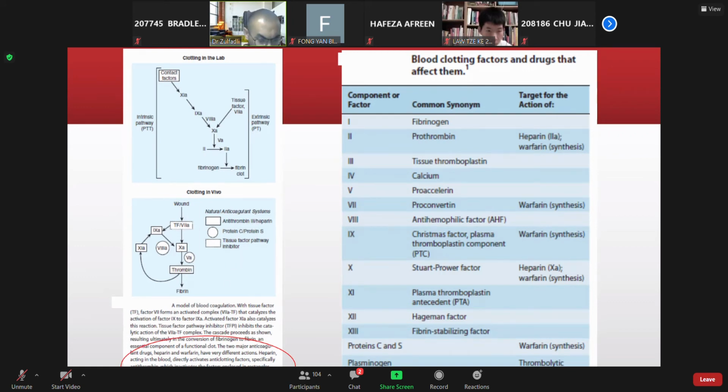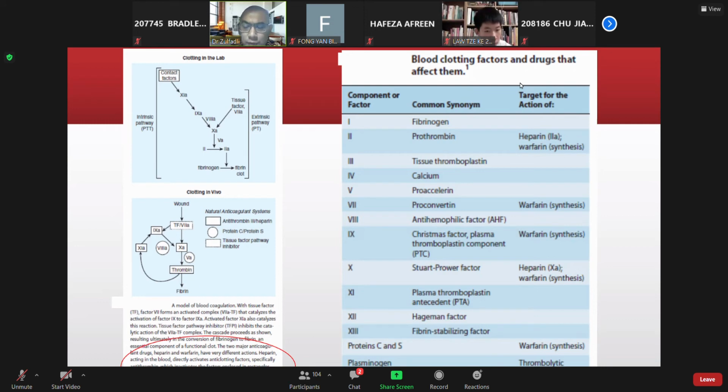Okay, meaning that heparin acts on this. Heparin acts directly on the anti-clotting factor, whereas warfarin will inhibit the synthesis of those factors. It will prevent the production of those factors. Okay, alright.